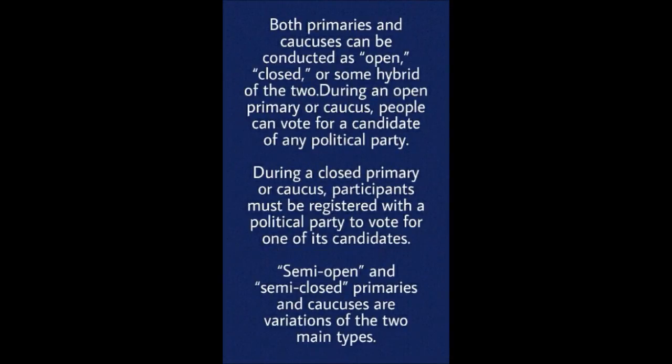Both primaries and caucuses can be conducted as open or closed, or some hybrid of the two. During an open primary or caucus, people can vote for a candidate of any political party. During a closed primary or caucus, participants must be registered with a political party to vote for one of its candidates. Semi-open and semi-closed primaries and caucuses are variations of the two main types.